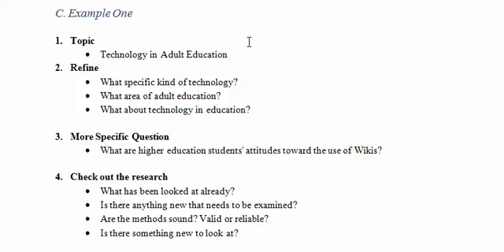So say you were interested in technology and adult education. To refine that, you might say, what specific kind of technology are we talking about? What area of adult education? What specific area? And what about technology and education are you interested in? Are you interested in learning performance, attitudes, whatever? It's hard to know. So a more specific question might be, what are higher education students' attitudes toward the use of wikis? And you might even put higher education science students, if that's your focus. The more specific, the better. Well, up to a point.